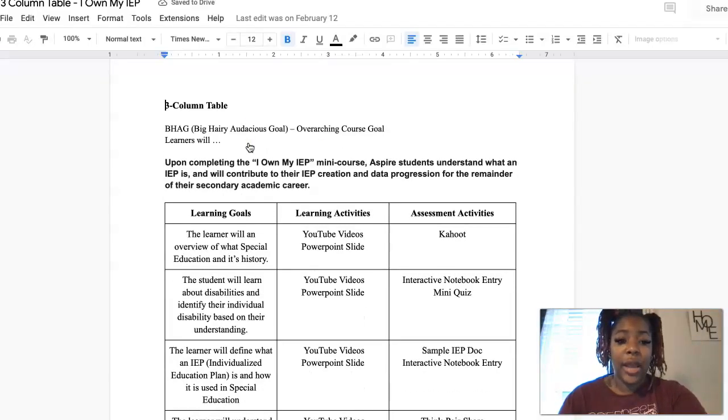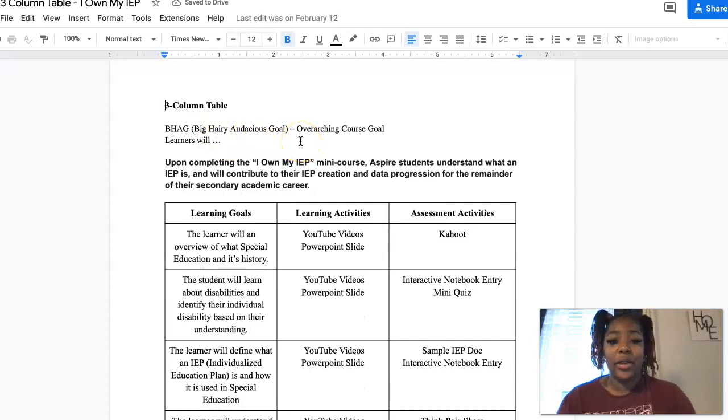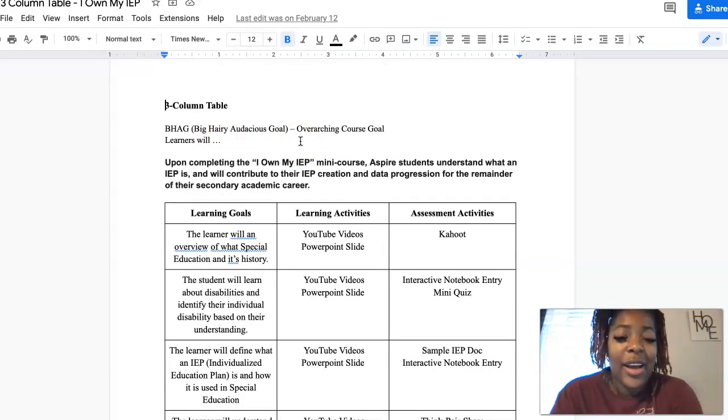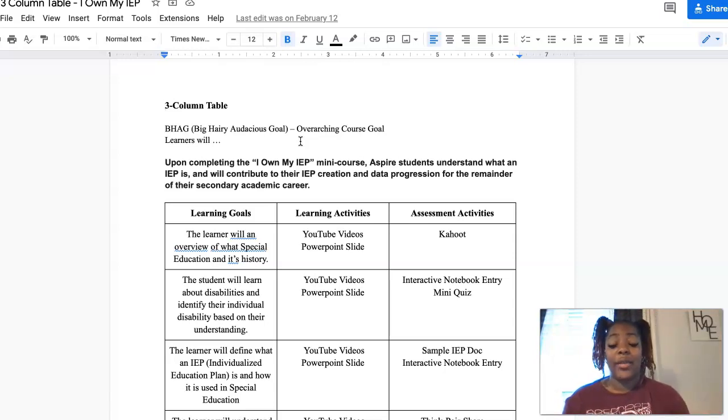Here's our 3-column table. Our overarching goal, I'm sorry, our learners will be completing the IEP mini course. Aspire students will understand what an IEP is and will contribute to their IEP creation and data progression for the remainder of their secondary academic career.